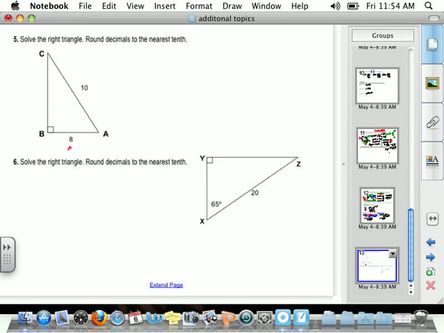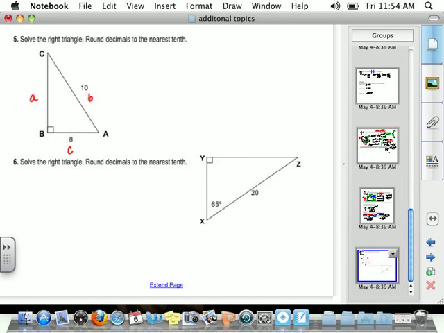So let's try to actually solve a right triangle. Let's go on to the next problem. Solve the right triangle, round decimals to the nearest tenth. This is a case where I have 2 side lengths, so based on this, I should be able to find every single angle. First things first, let's label.